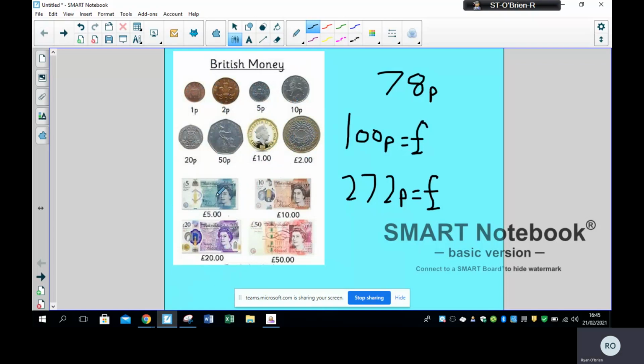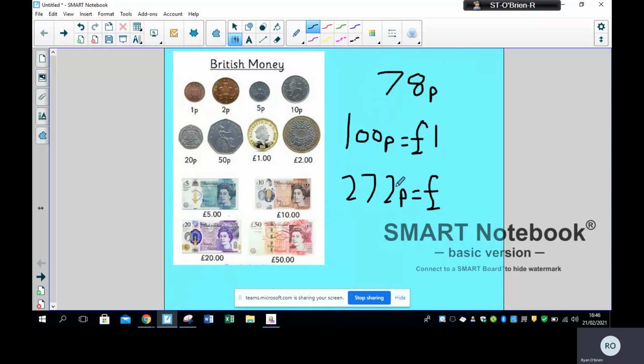Now, when we're using money, it's very important that you can add money up to see how much is there. But just before we do that, we're going to look at how money works. Here we've got 78p. If that was in pounds, there isn't 100 pence there, so that would just stay 78p. But here's the second one. If we've got 100 pence, we've said 100 pence is the same as £1. So 100 pence equals £1.